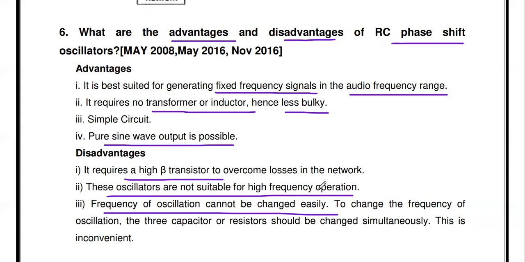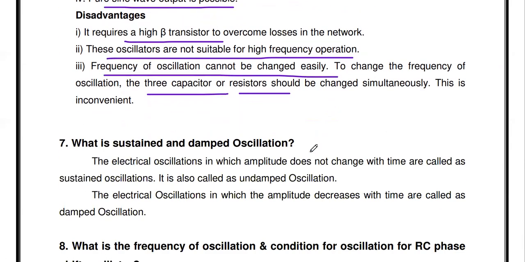If we want to vary the frequency of operation, we have to simultaneously vary the 3 capacitors or 3 resistors in the feedback network. In RC phase shift, the feedback network uses 3 resistors and 3 capacitors in a cascaded connection of RC networks. So all 3 resistor values or all 3 capacitor values have to be changed. That is another disadvantage. These are all the advantages and disadvantages of the RC phase shift oscillator.